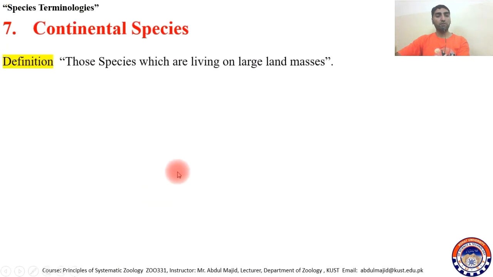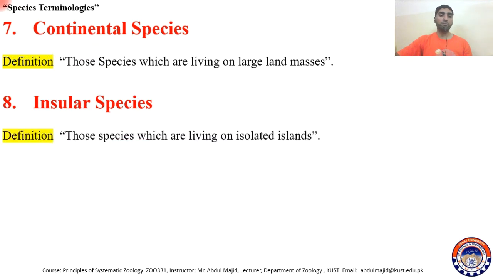Another is a continental species. So it's very clear: all those animals or species which are found on large land masses are known as continental species, and the opposite of this is insular species. Those species which are living on small isolated islands are known as insular species. So those which are living on vast land masses, and those which are restricted to isolated small islands.